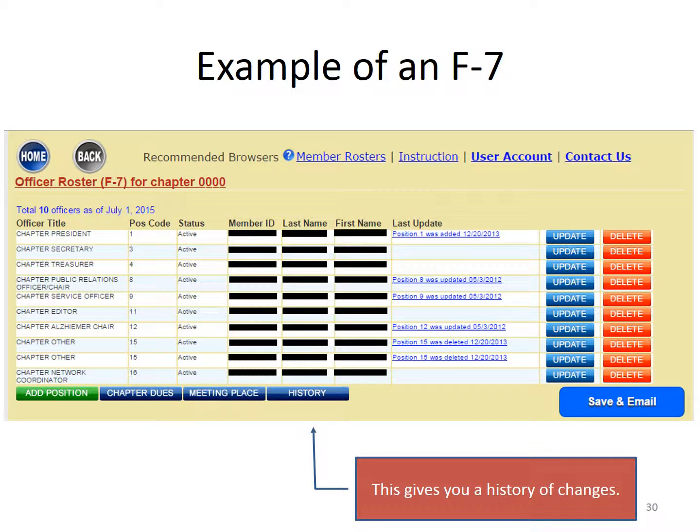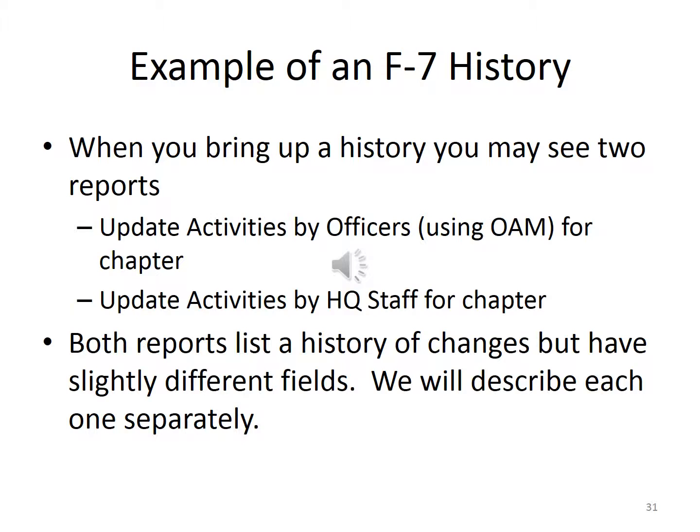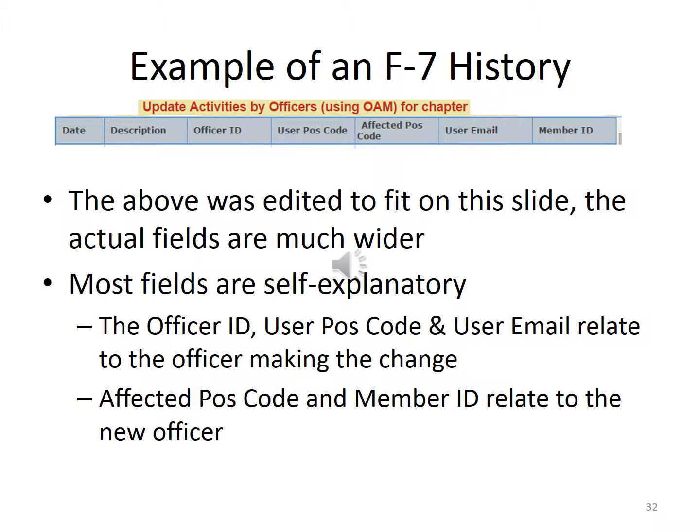The History button gives you a history of officer changes. Don't be surprised if you only see one report. This shows changes made by chapter officers. The personal data is not shown, just the field names. The date is the date of the change. The description describes the change. The rest is described on the slide above. The abbreviation POS is for position.